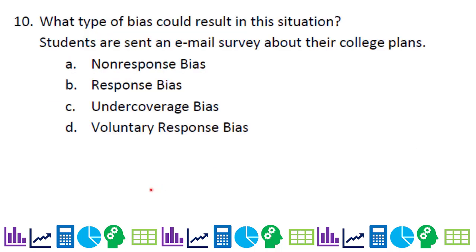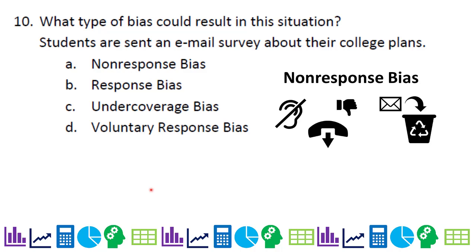What type of bias could result in this situation? They're sent an email survey about their college plans. Odds are you're going to say, delete, throw away. So non-response happens when you do get the survey, but then you, the individual, make the choice not to do it. Under coverage is when we are able to get the survey to the individual and they don't even have the option to say no. Non-response bias is when you have the option to say no, and it's pretty frequent.